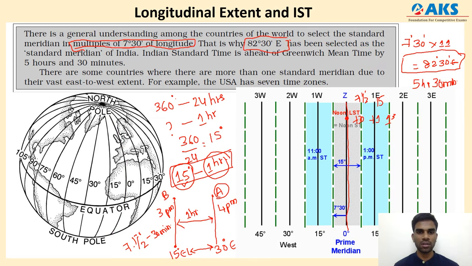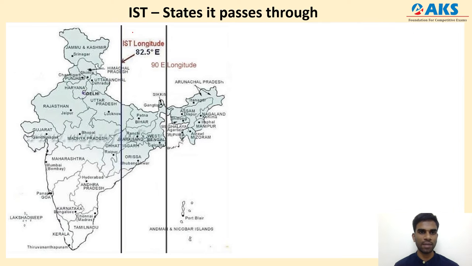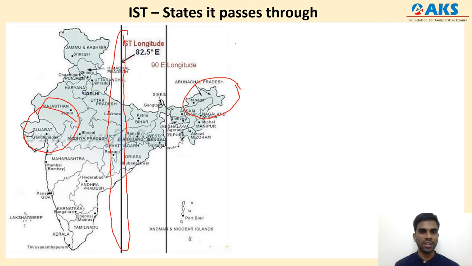Let us go back to the Indian standard time. We also discussed that sun rises 2 hours before in Arunachal Pradesh than it rises in Gujarat and Rajasthan. But all over India we have a single time which is based on this particular longitude. So how does this affect people in different places? Let us understand. Usually in winter, sun rises at 4 a.m. in Arunachal Pradesh.